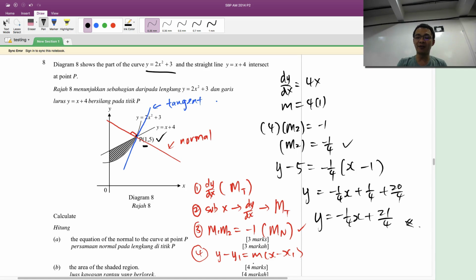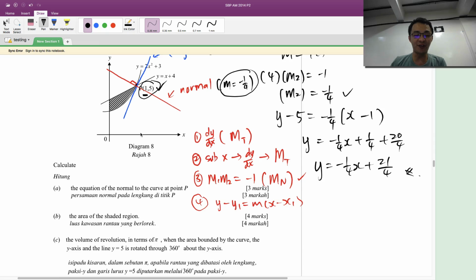So if you remember the four steps, you can easily get the equation of the normal. Let me explain again. First, you do dy/dx of your curve, and then you substitute the x value into dy/dx. Normally they will tell you the tangent at which point. After you substitute, you get 4, which is the gradient of the tangent. So to get the gradient of the normal, you do m1 m2 = -1, and you get -1/4. After you get the gradient of the red line here, you can easily get the equation by substituting the gradient and the point together. I hope it's clear.